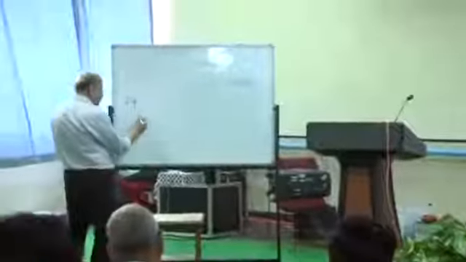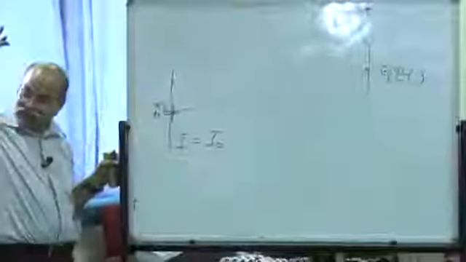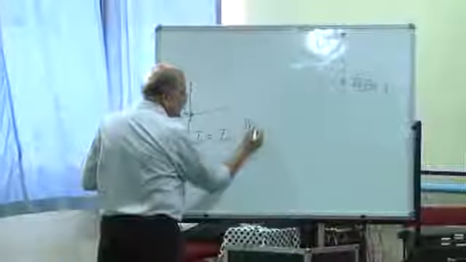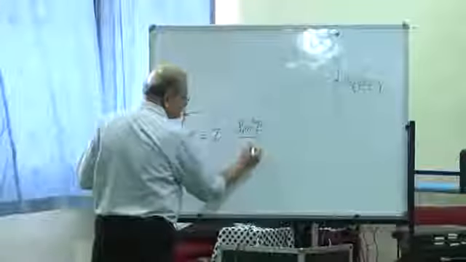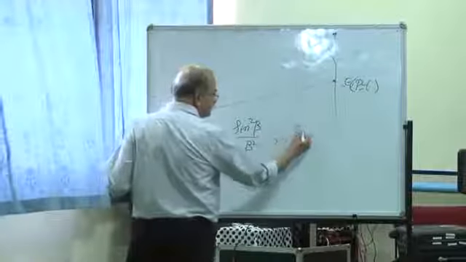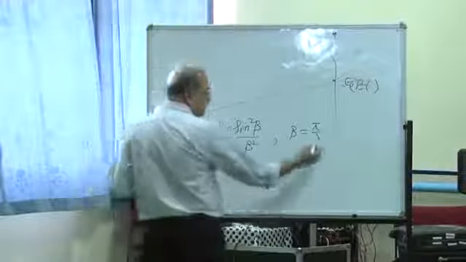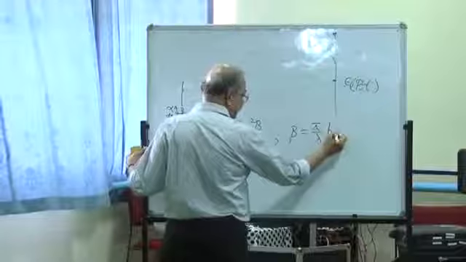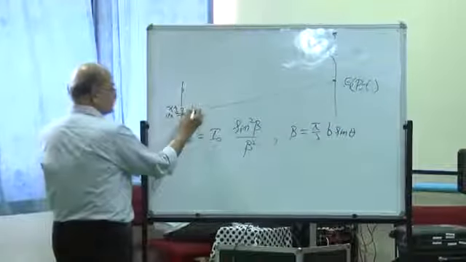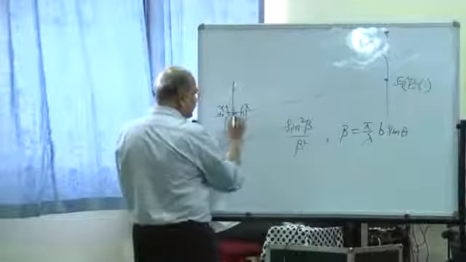Your intensity I is equal to some I naught. There's only one slit, so don't compare that I naught and this I naught. Some I naught, and then it is sine square beta by beta square, and beta is pi by lambda times b sine theta, or d sine theta. b is that width, the total width of this slit. And what is theta? Theta is this angle.